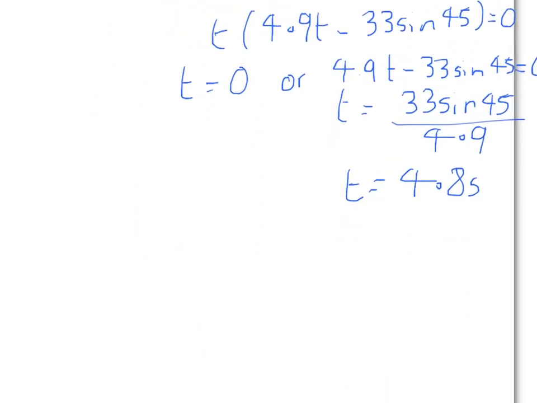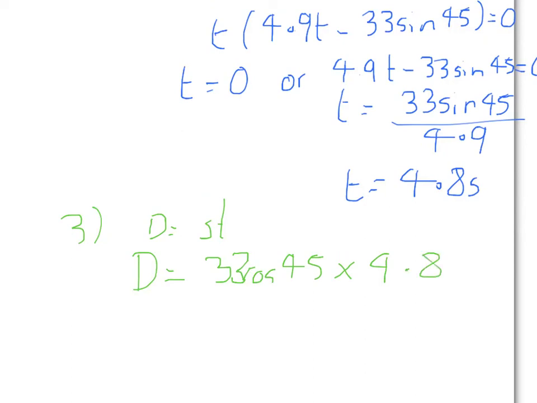So part 3, we're going to do distance equals speed times time. So distance equals 33 cos of 45, which is the horizontal component of the speed, times 4.8, and we get d is equal to 112 meters, which we're going to have to put as 110 meters because this value here was calculated by using the acceleration 9.8. And this is a very standard setup for what you want to do for any question to do with a projectile of a particle.